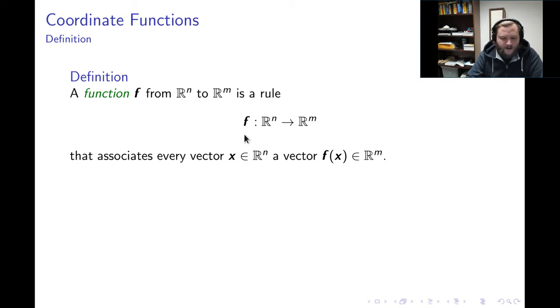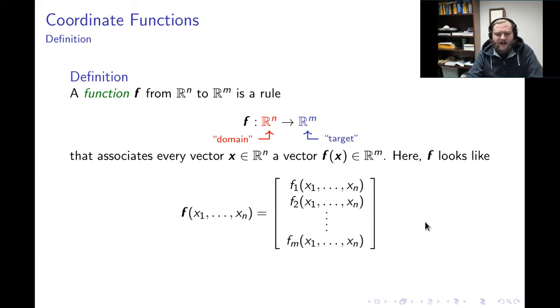And what a function does is it associates every vector x in Rn to another vector f of x in Rm. Now, in this situation, we call Rn the domain of the function, and we call Rm the target of the function. So we can plug vectors from Rn, the domain, into the function, and the function will take that input from the domain and associate it to a vector in the target.